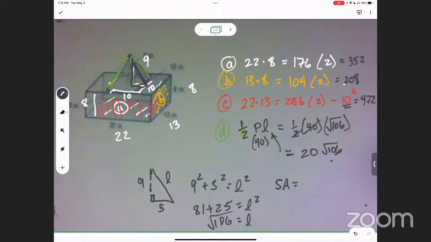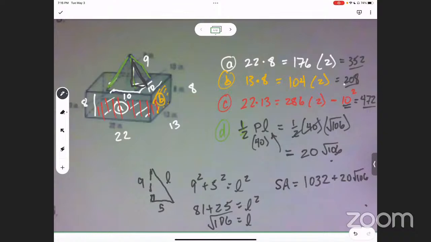Okay, and then we got the 20 root 106. So add these three numbers together, because those don't have a radical next to them, right? So they're like terms. So what do those add to? 1032. Okay, I'm trusting you. I'm not checking. 1032 plus 20 root 106. Okay. See how we came up with that? See how we did all that? You good with that?